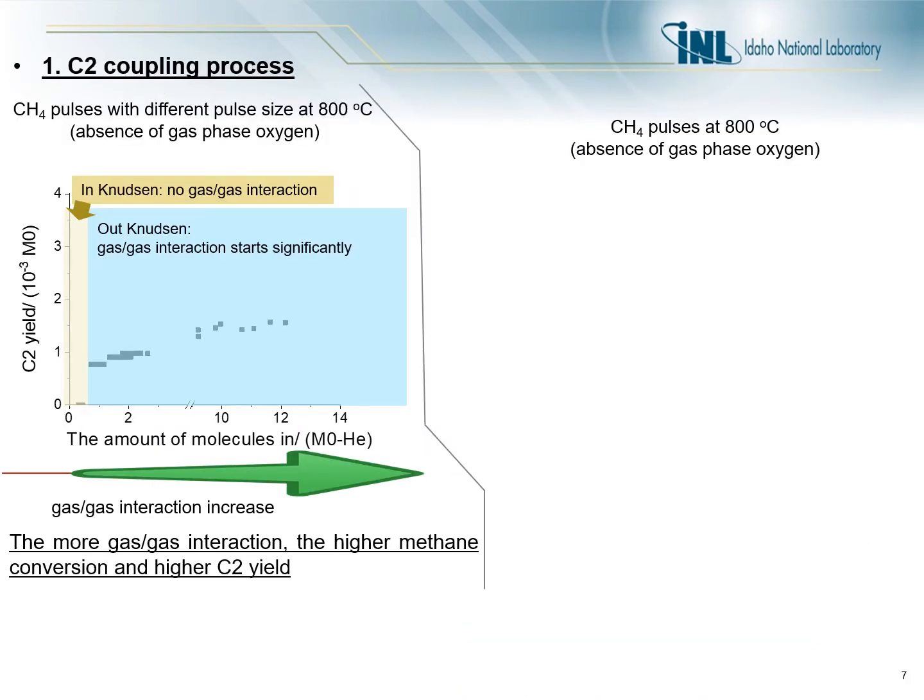Let us start with methane activation and C2 coupling. Different amounts of CH4 molecules were introduced into the TAP reactor at 800 degrees C over the state-of-the-art manganese sodium tungsten oxide material. Methane conversion and C2 yield are presented here. In the Knudsen diffusion regime, when there is no gas-gas interaction, no methane conversion and no C2 yield were observed. When we increase the pulse size and the gas-gas interaction increases, we see an increase in methane conversion and the C2 yield.